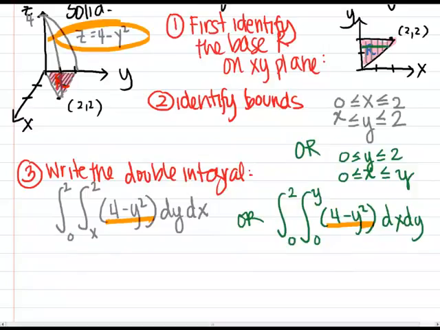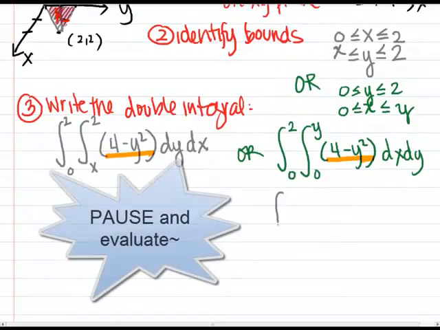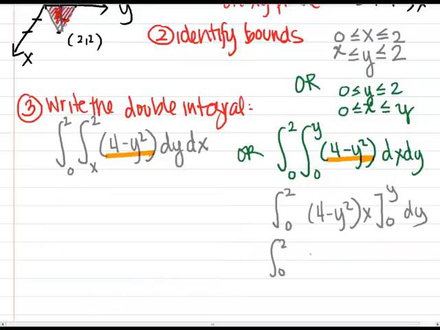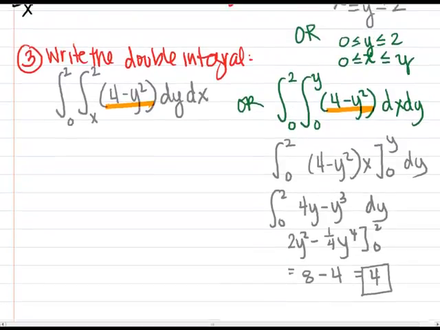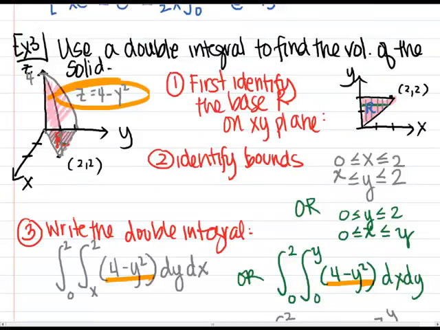Now evaluate either one. I'm going to choose to integrate the second one, so 0 to 2, because I'm going to have 4 minus y squared, then an x, from 0 to y. So now I have 4y minus y cubed dy, which is 2y squared minus 1/4 y to the 4th from 0 to 2. And that's going to give me 8 minus 16 over 4 is 4. So I have 4. That is the volume of this solid region. So this whole wedge-shaped region.